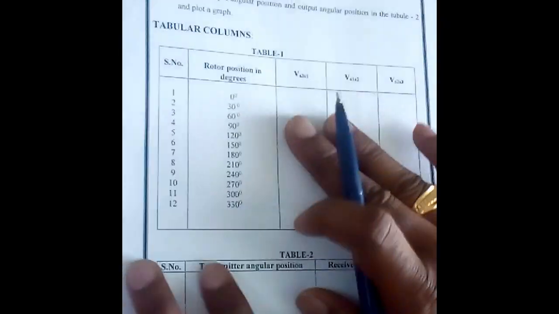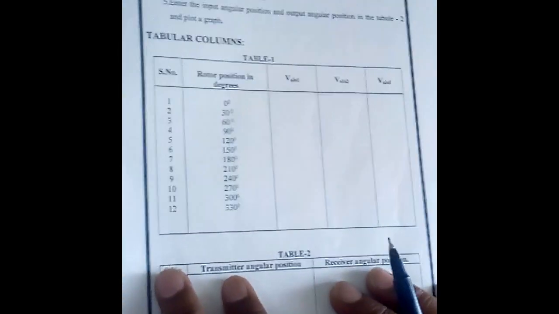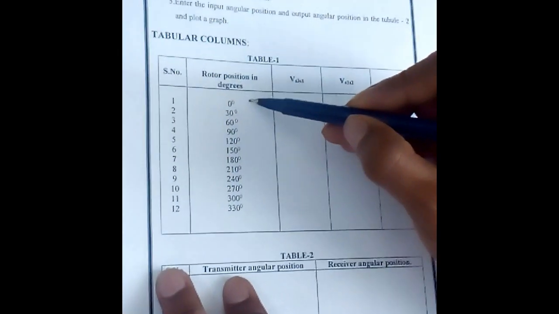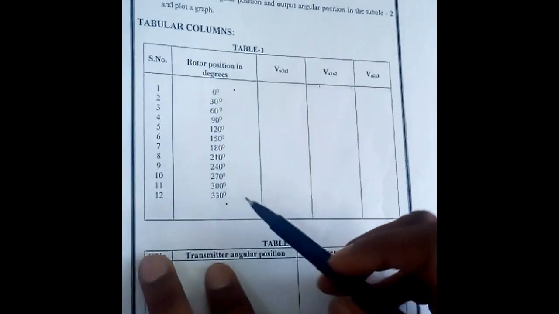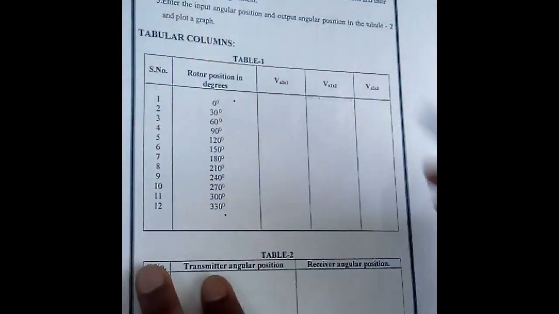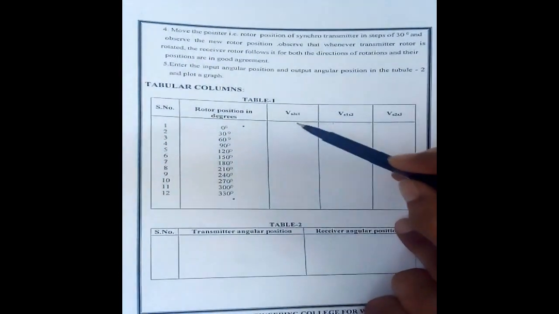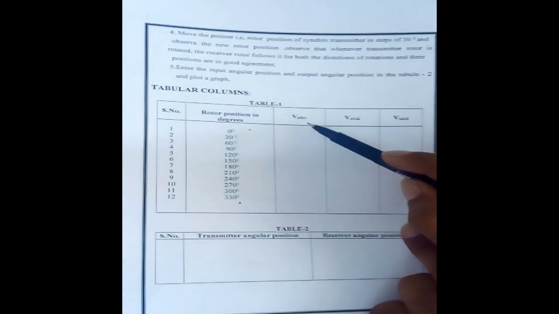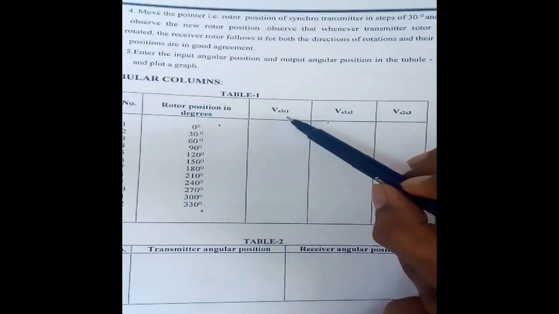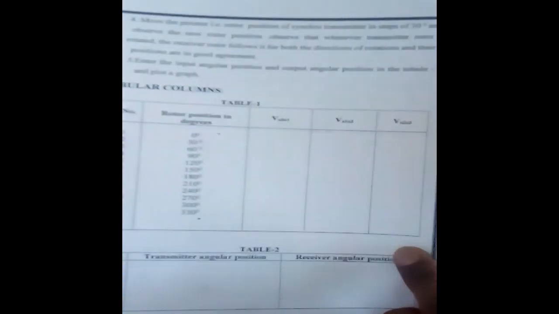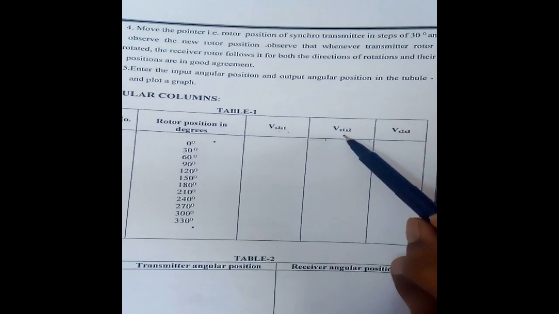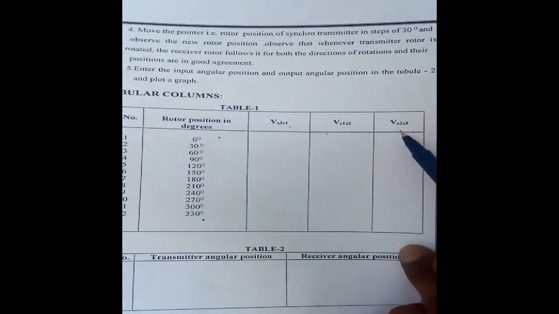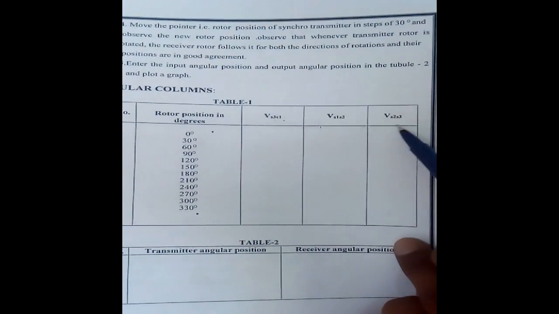This is the tabular column for finding the three-phase input supply. These are the different angles from 0 degrees to 330 degrees; otherwise we can consider up to 360 degrees. And these are the line voltages. Here S3 and S1 means we have to find the line voltage between phases S1 and S3. Similarly, this one is S1 and S2, in between phases S1 and S2. This is S2 and S3, in between phase 2 and phase 3.